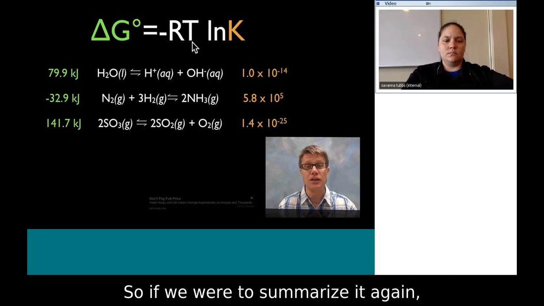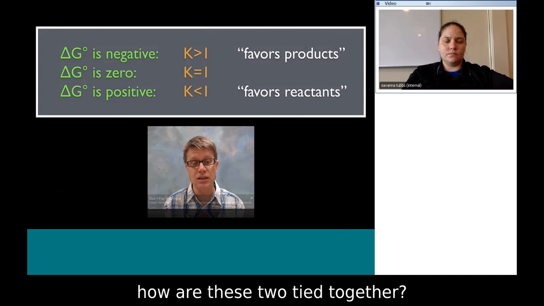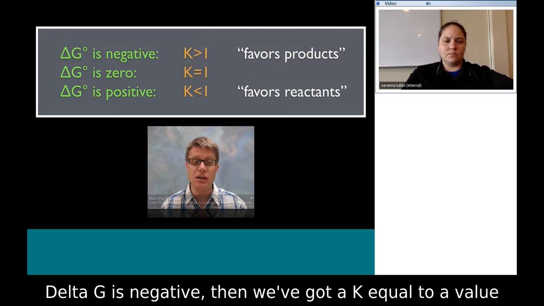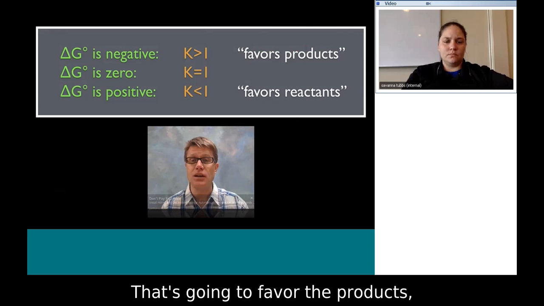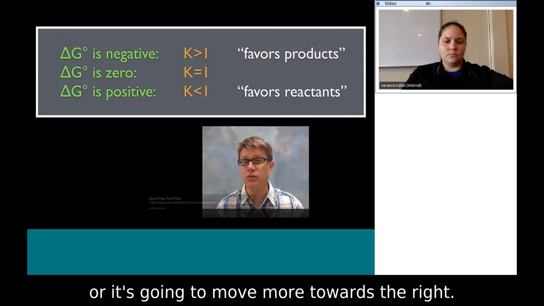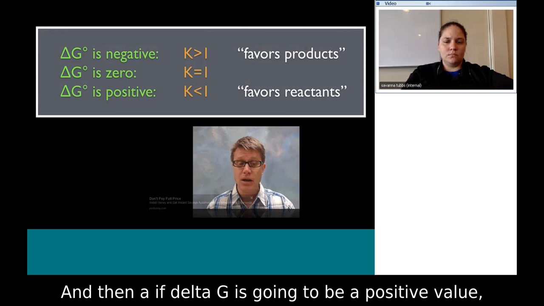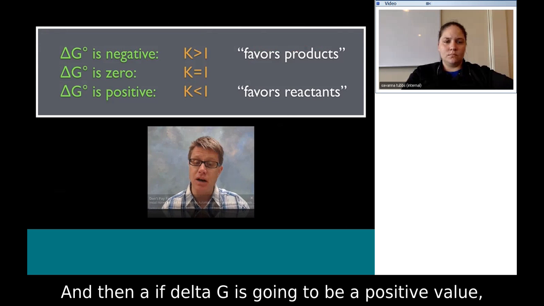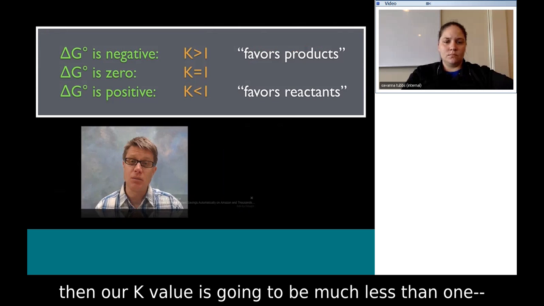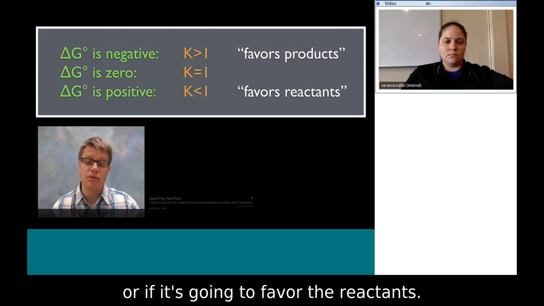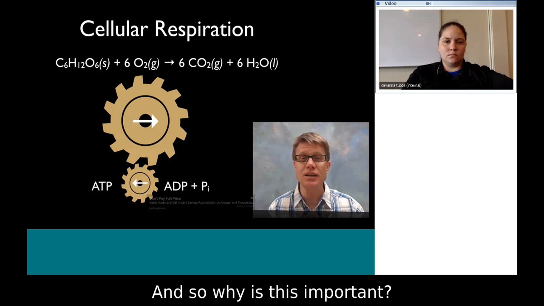And so if we were to summarize it again, how are these two tied together? If delta G is negative, then we've got a K equal to a value greater than 1. That's going to favor the products, or it's going to move more towards the right. If delta G is equal to 0, K equals 1. And then if delta G is going to be a positive value, our K value is going to be much less than 1, or it's going to favor the reactants. And so why is this important?